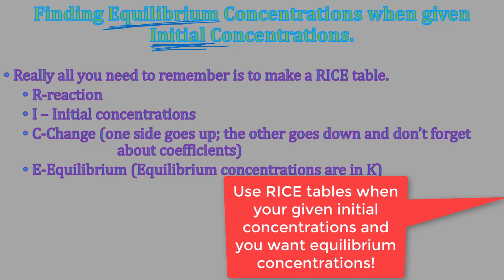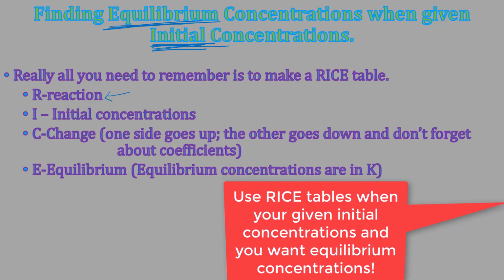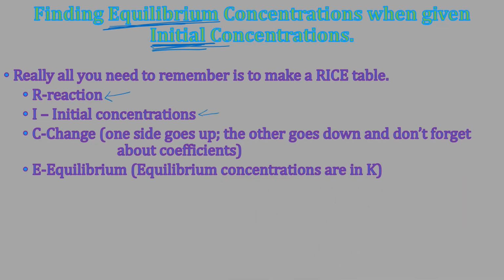The R in RICE stands for reaction, so we write the reaction. I stands for initial concentrations. C stands for change, so it's how the initial concentrations change before they finally get to the equilibrium concentrations. And the equilibrium concentrations are the ones that are in K, or equilibrium pressures, whichever is in there.